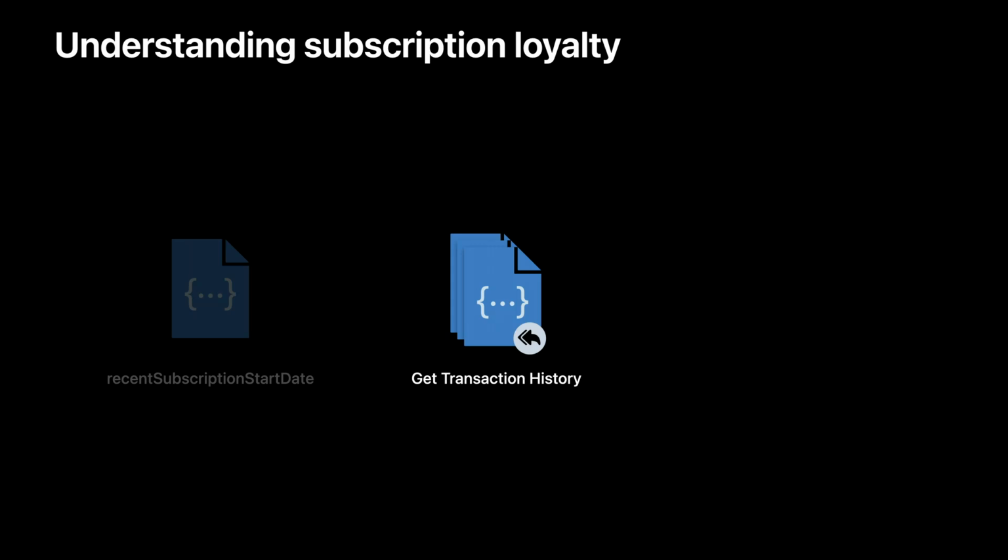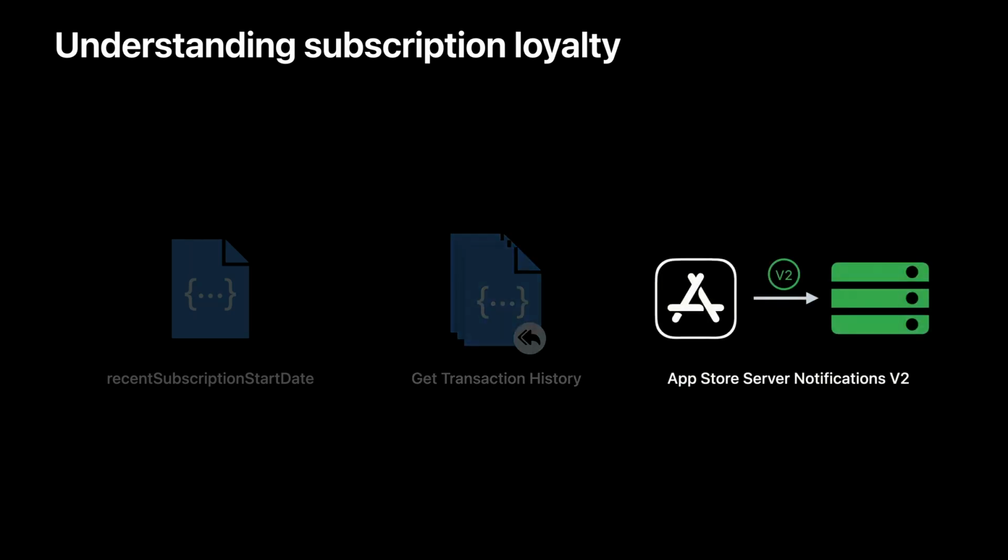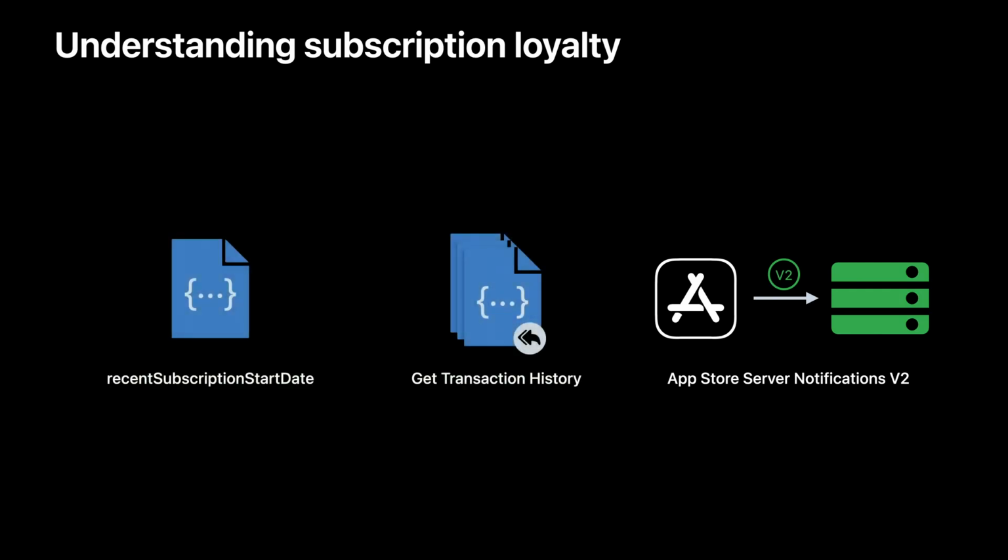Or, for even more detail, with App Store Server Notifications v2, the App Store server automatically sends updates about user subscriptions to your server. These notifications give you maximum insight into the timing of events like renewal preference changes, offer redemptions, billing failures, and more. As you can see, recent subscription start date rounds out a suite of options for determining customer loyalty. Use these tools to target offers and reward your most loyal customers.